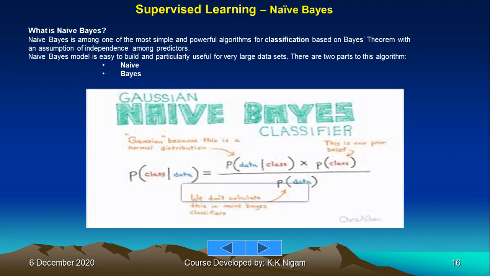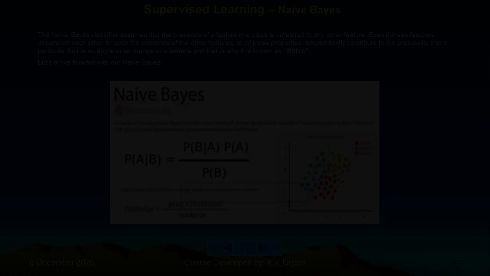Naive Bayes is one of the most simple and powerful algorithms for classification based on Bayes theorem, with the assumption of independence among predictors. Naive Bayes model is easy to build and particularly useful for very large data sets. There are two parts of the algorithm. One is naive, the other is Bayes.